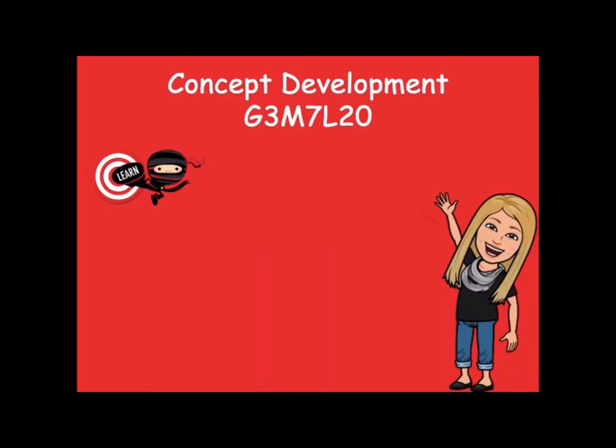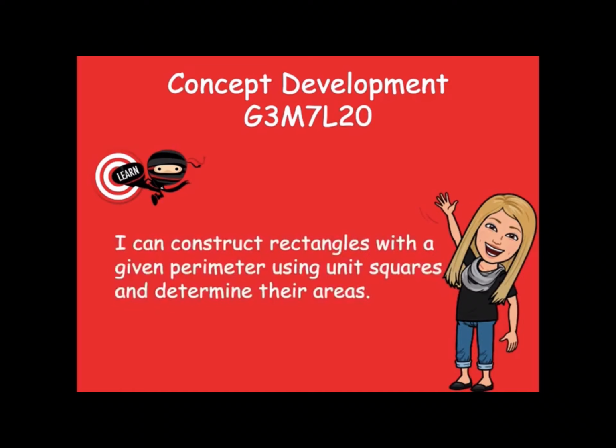Hey friends, it's Mrs. Walker. For our lesson today, we're going to continue to talk about area and perimeter. So our learning goal says, I can construct rectangles with a given perimeter using square units and determine their areas. So friends, all that means is, in this lesson, we're going to be given the perimeter and then we're going to have to find the area of the rectangles.